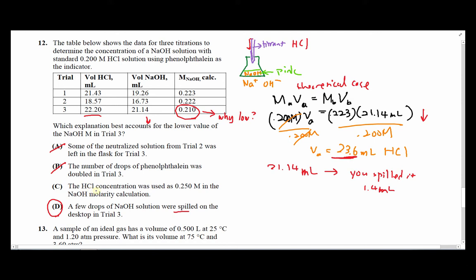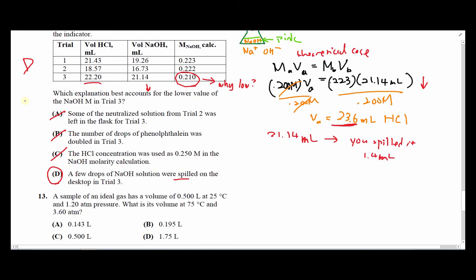And C, the hydrochloric concentration was used as 0.250 molar in the NaOH molarity calculations. Actually, if you try these calculations and put in 0.250, you're not gonna have the same calculation on both the left and right side. So C is also out. So we have to go with D. Okay, I'm gonna move to next one. Number 13.